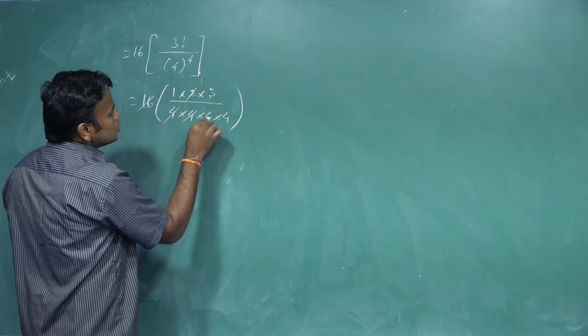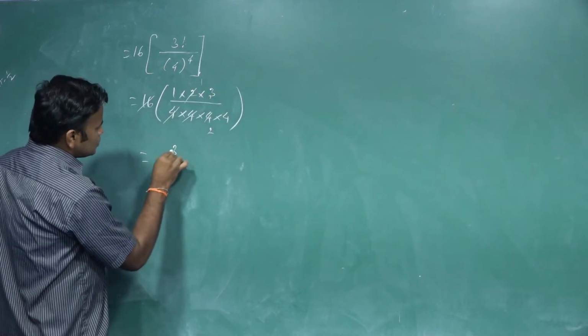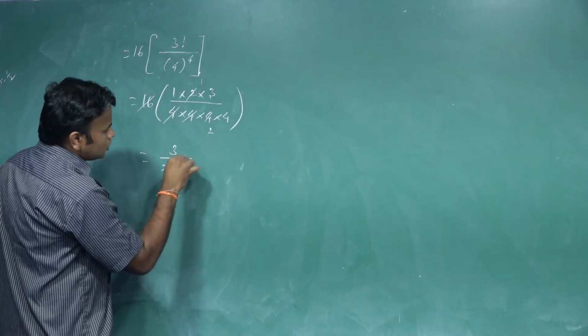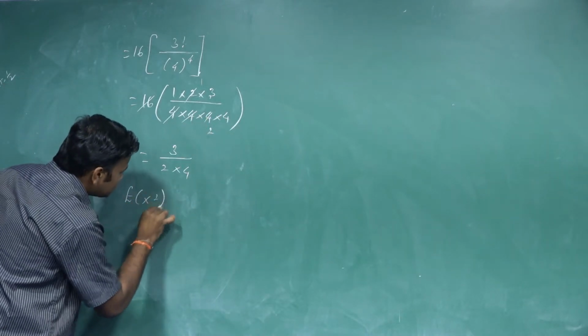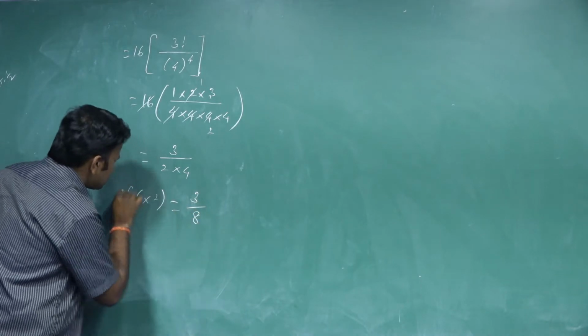In the second term, 1 into 2 into 3 is 6, so 3 divided by the denominator 2 into 4. So the value of E of x square is 3 by 8.